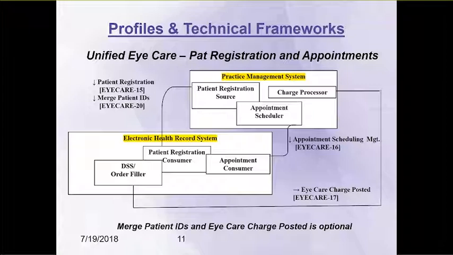that maybe doesn't exactly match this model that we've defined here, you could still perform those actions, or you can still be an actor without necessarily being defined as an electronic health record system or a practice management system. So in this case, the practice management system is going to be the patient registration source. Why? Because that is the source of truth in most systems.